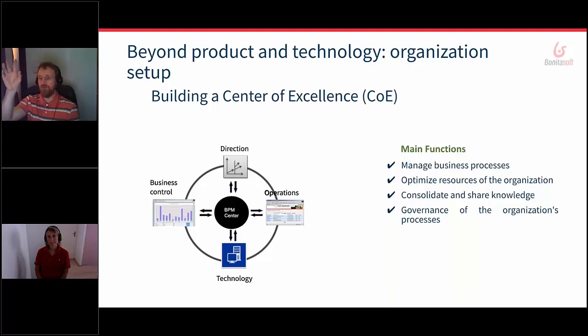So with that, you see four blocks, right? We have the unification or the linkage between the directions, operations, we have technology, of course, and business control. Technology, we try to highlight in another color, as it is an intrinsic, inseparable part of the Center of Excellence always. So technology cannot be minimized away. It has to be a part of what we look at.